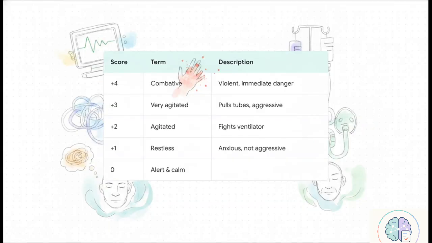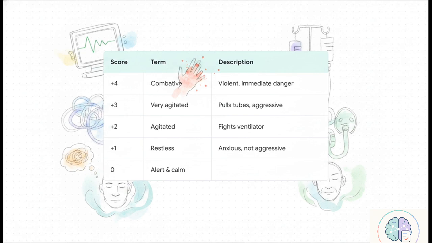Let's look a bit closer at the specific behavioral markers for the agitation side of things. At the very top, a +4 is combative. We're talking violent and immediate physical danger to staff. A +3 is very agitated, which usually involves things like pulling at tubes or catheters. Now, a +2 is agitated, meaning frequent non-purposeful movements and actively fighting the ventilator. A +1 is just restless and anxious, but not aggressive. And again, 0 is alert and calm.